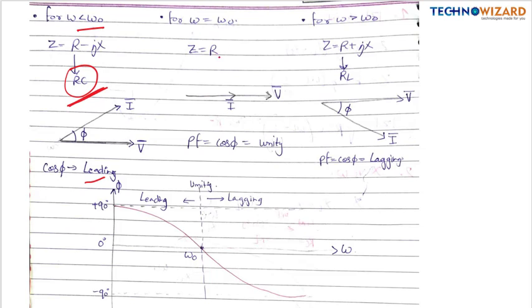For omega equal to omega naught, it is a unity power factor, and impedance is equal to pure resistance. For omega greater than omega naught, Z is equal to R plus jX, that is an RL circuit. The power factor is lagging in nature here.